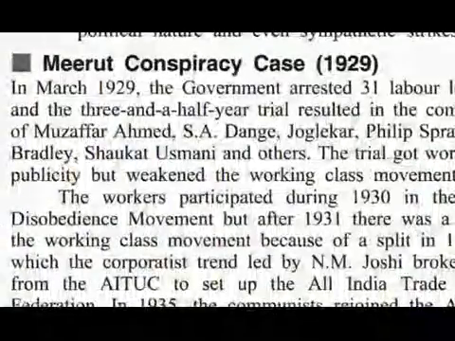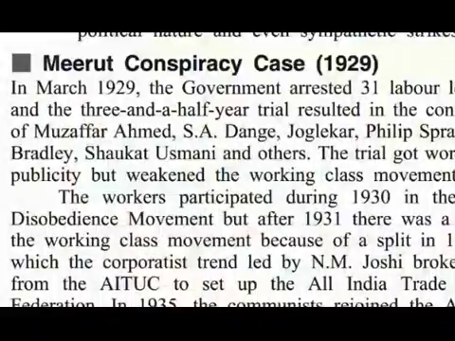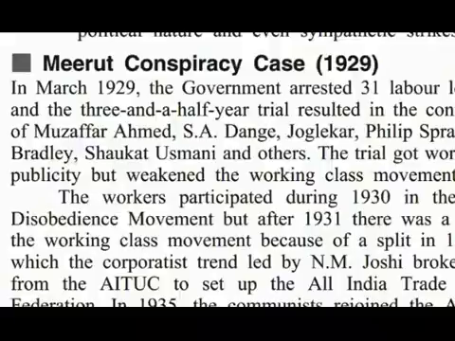Meerut Conspiracy Case 1929. In March 1929, the government arrested 31 labor leaders and the 3.5-year trial resulted in the conviction of Muzaffar Ahmad, S.A. Dange, Joglekar, Philip Spratt, Ben Bradley, Shaukat Usmani and others. The trial got worldwide publicity but weakened the working class movement.